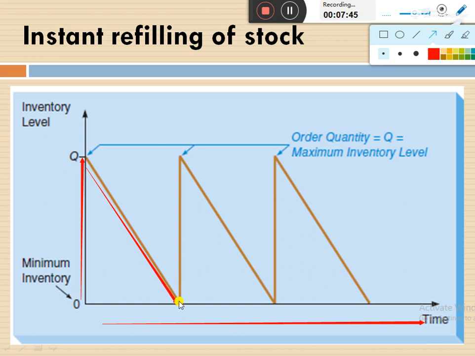At this point, there would be a new order for the inventories and the new order would be received in no time. And within no time, we would receive the fresh order and the level of inventory would rise up to the highest level, or maximum inventory level, that is equal to Q. So it is known as instant refilling of this stock. There is no waiting time.